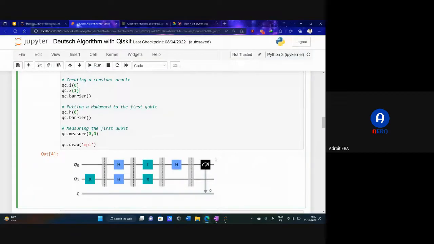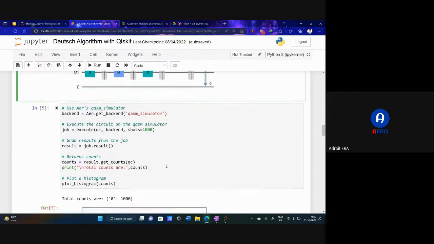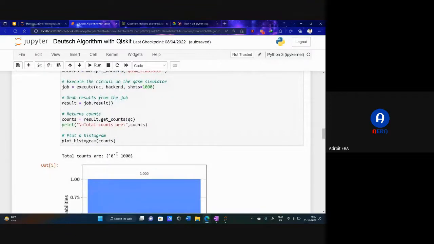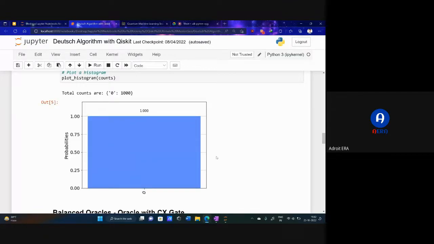Then the Hadamard part, and then measurement. Once you do that, you are again expected to get 0, because algorithm output 0 means constant. So again we verified that, indeed, the oracle we defined yesterday is a constant oracle. These are all things we are verifying practically.